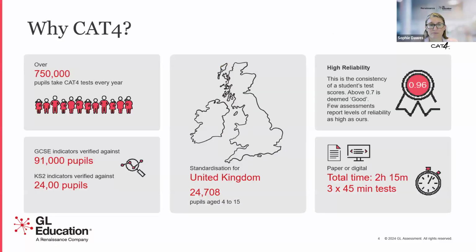CAT4 is hugely used, not just in the UK, but around the world. And the GCSE indicators were verified against 91,000 pupils. Now, assessments are measured in terms of their reliability. This is the consistency of the assessment, and above 0.7 is widely perceived as good, but we have a reliability stat of 0.96, which is really, really high, and there really isn't anything else out there to match it. So you can rely on the results you're getting from CAT4, and there's stability in those CAT4 scores year on year.